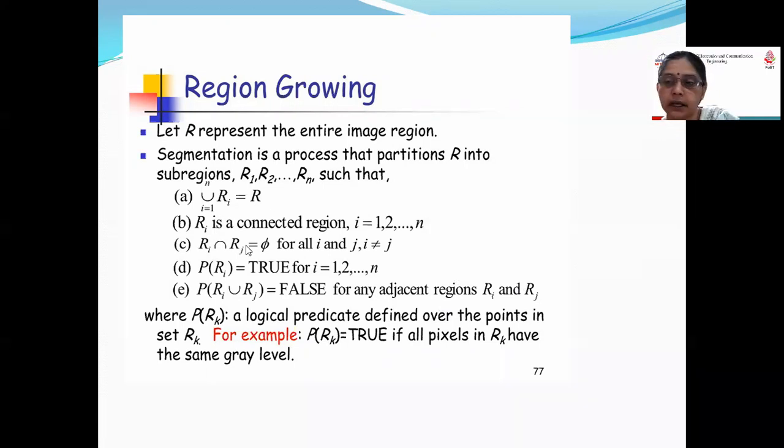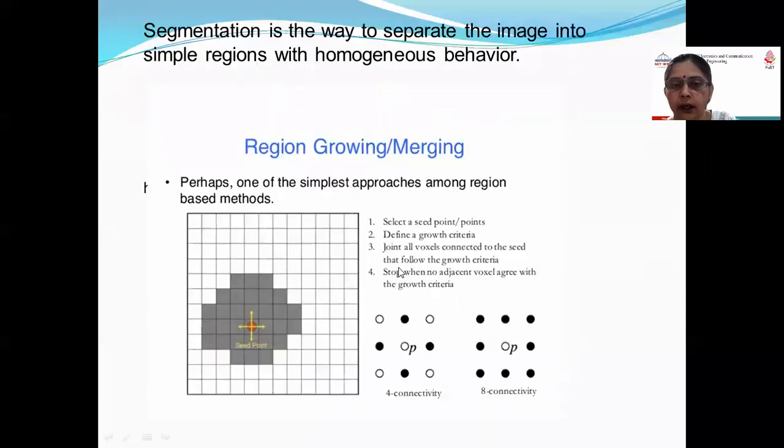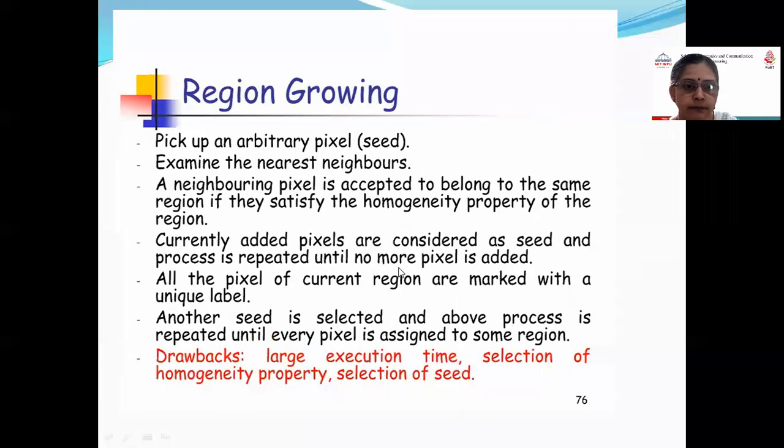If these properties are clear, you can use this region growing algorithm to segment the image. So in region growing, as understood by the algorithm, first we pick up an arbitrary pixel as seed, then we examine the nearest neighbors. A neighboring pixel is accepted to belong to the same region if they satisfy the homogeneity property of the region or similarity criteria of the region.